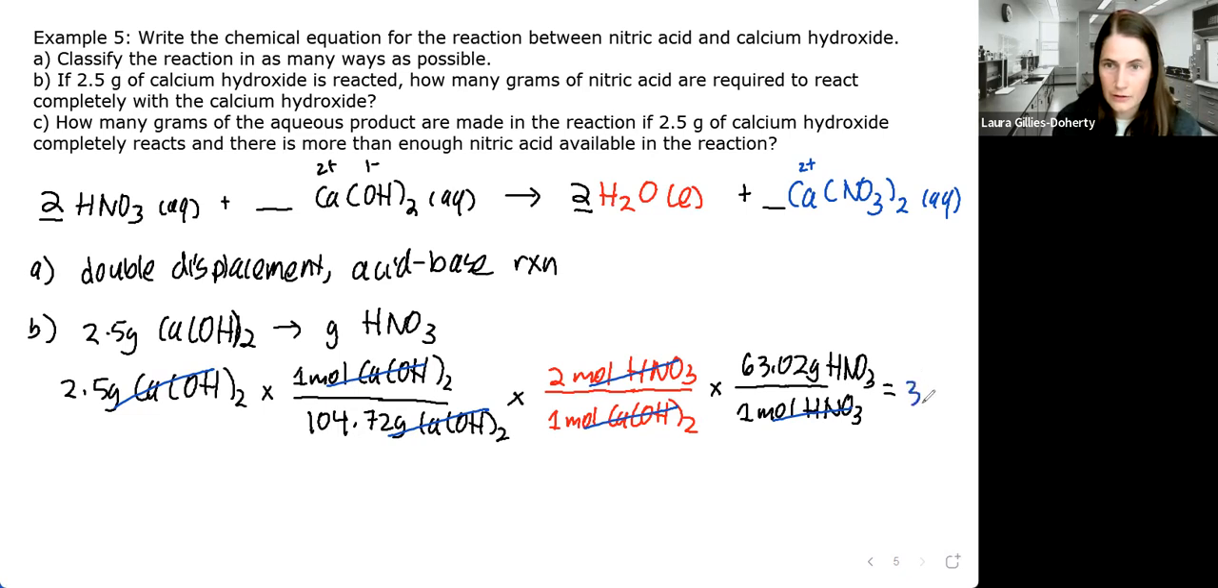And I get 3.008. And if we check sig figs, we've got 2 here, 5, infinite, and 4, so we're going to be limited to 2. So we get 3.0 as our final answer.